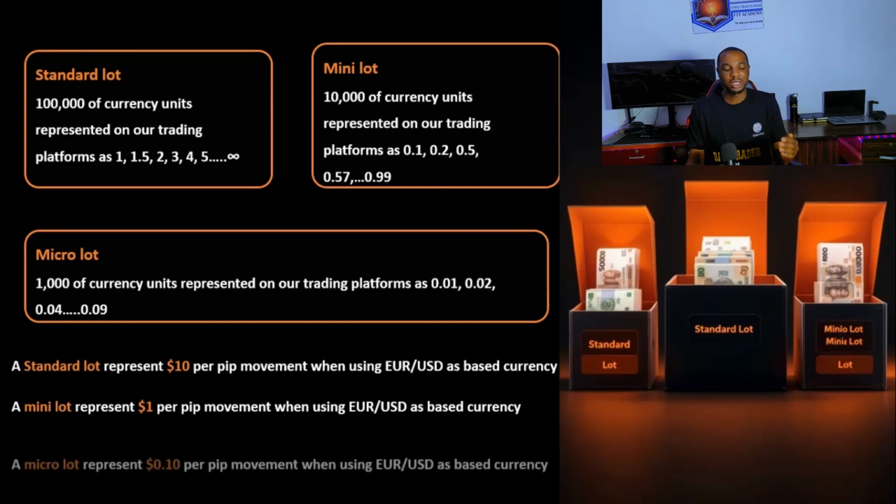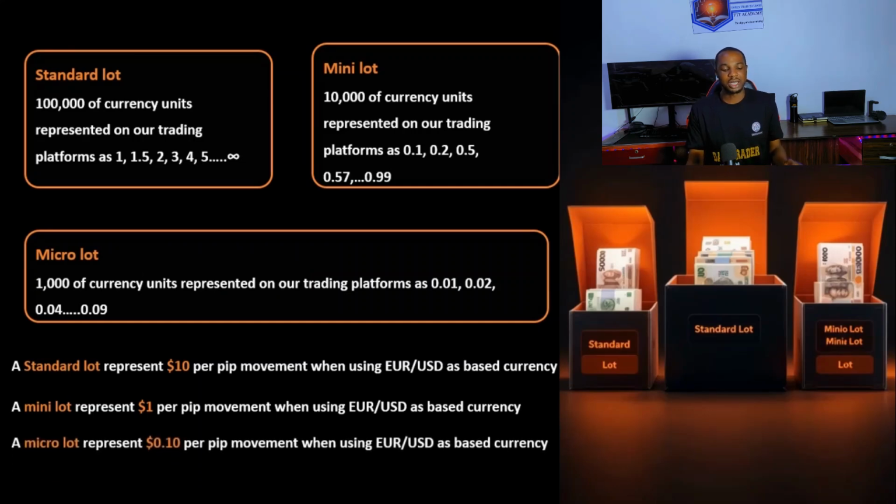So we have the last one, which is the micro lot, represented as 0.01, and for 1 pip movement, 0.01 is $0.10, which is known as 10 cents, when Euro US dollar is the base currency. So these are some things we need to know. You can perform the mathematics on this: if I'm opening 0.07, it simply means for every 1 pip the market goes, I'm going to be losing or gaining $0.7.